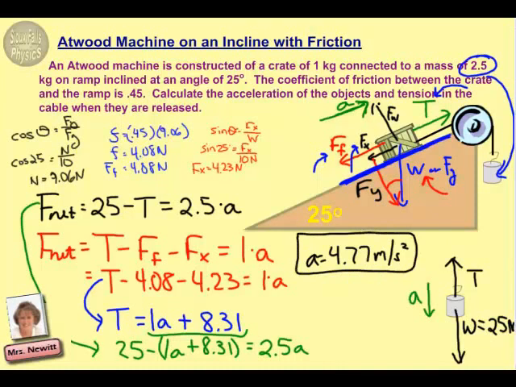Notice that the fact that that is a positive value is important because it means that we were correct in our guess of direction on these two. Then we can use either one of the equations to solve for t. Notice that this one here would be pretty simple because it's just 1a plus 8.31. Using that to solve for T, we get a tension of 13.1 newtons in the string.